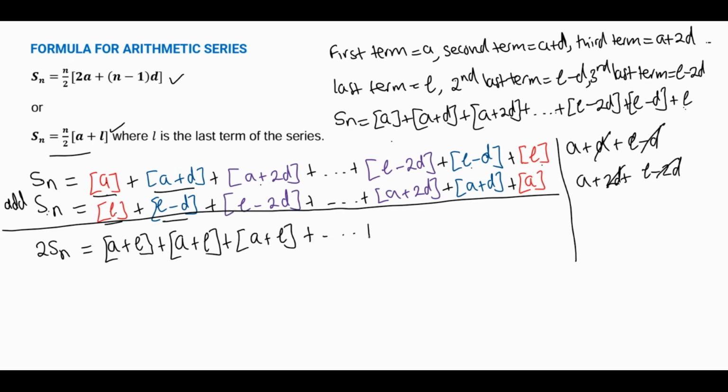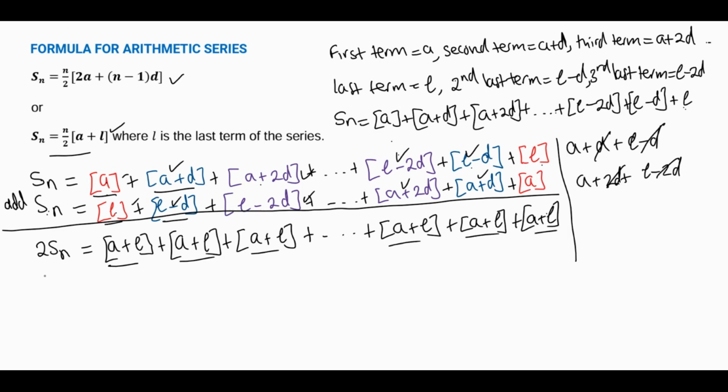Goes on like that. If we check, this is just the same as this. So it will give us a plus l. And then this is just same as this, which means we're getting also a plus l. And then the last one also is just same as this, we're getting a plus l. Right, so how many terms are we adding here? How many of these are we adding? We're adding n terms, so it means 2Sn is equal to n times (a plus l).